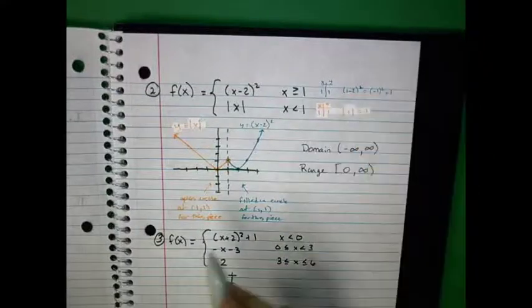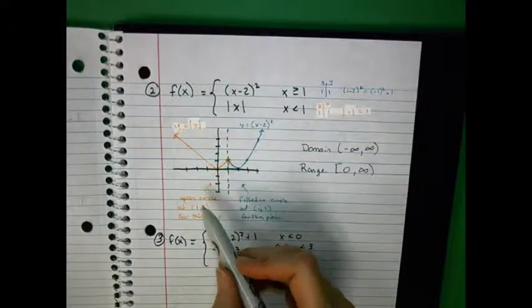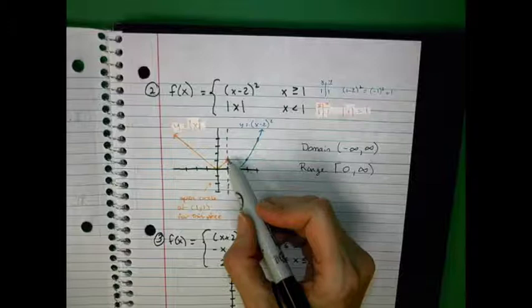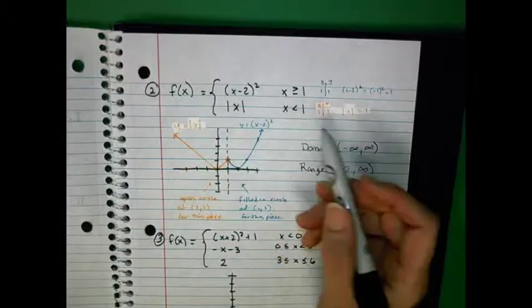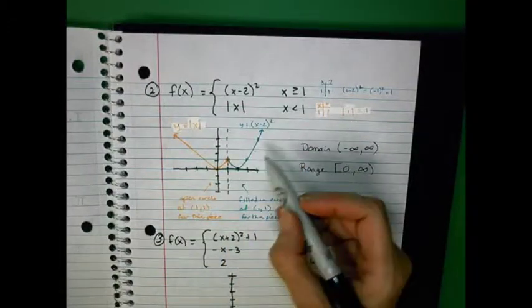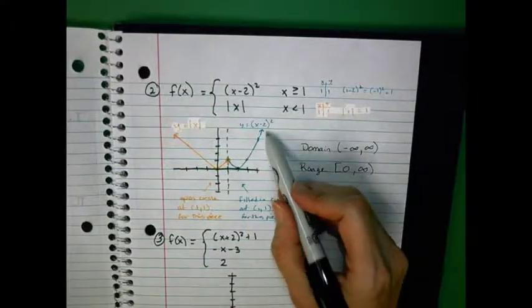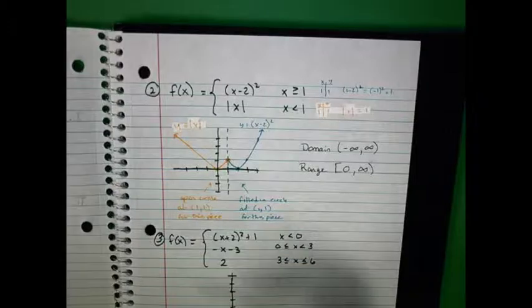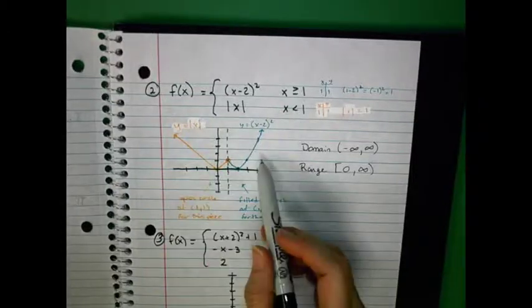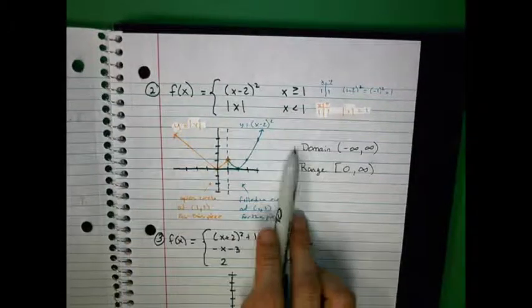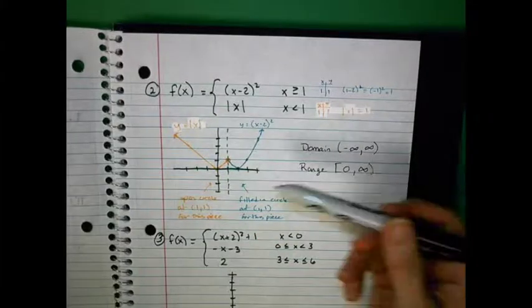And so when I graphed this absolute value piece, I had an open circle at (1, 1) because there was no equals there. But when I went to graph the parabola, that open circle got filled in by its point (1, 1). And so this did end up being a continuous function because the two pieces connected, and my domain was from negative infinity to infinity, and my range was from 0 to infinity.